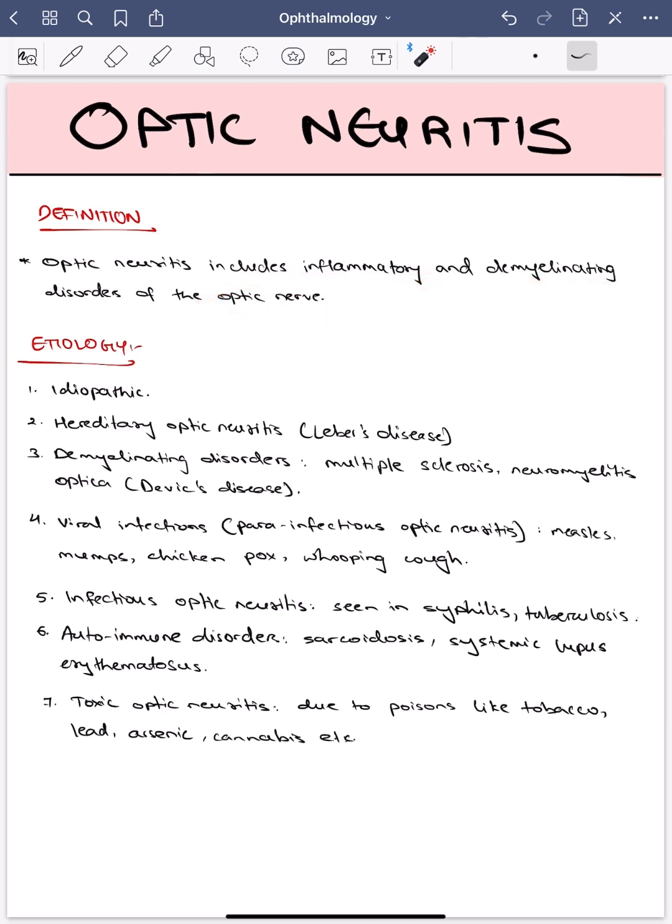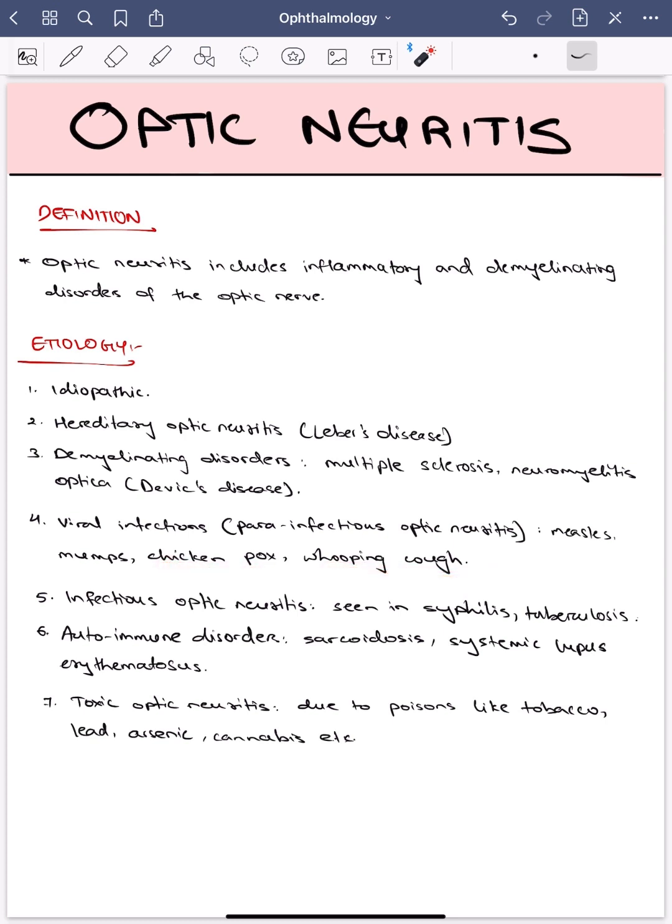Now the etiology: it may be idiopathic in most cases. It may be in the form of hereditary optic neuritis, which is seen in Leber's disease. It may be associated with demyelinating disorders like multiple sclerosis or neuromyelitis optica, also known as Devic's disease. It may be in the form of para-infectious optic neuritis, seen in viral infections like measles, mumps, chickenpox, whooping cough.